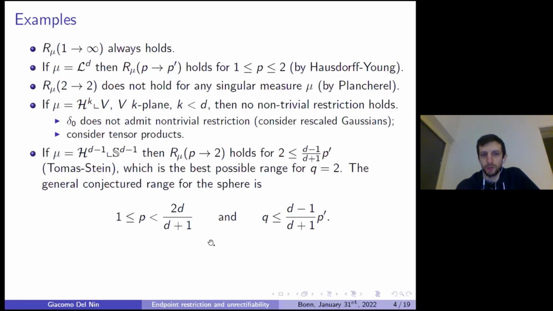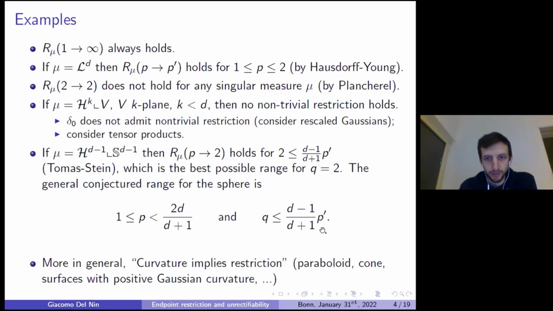So there are two conditions. The first one relates P and the dimension only, and I'm not very interested in this now for the rest of the talk. Now, the second one instead is more interesting to me because it relates the exponents Q and P through the dimension D.